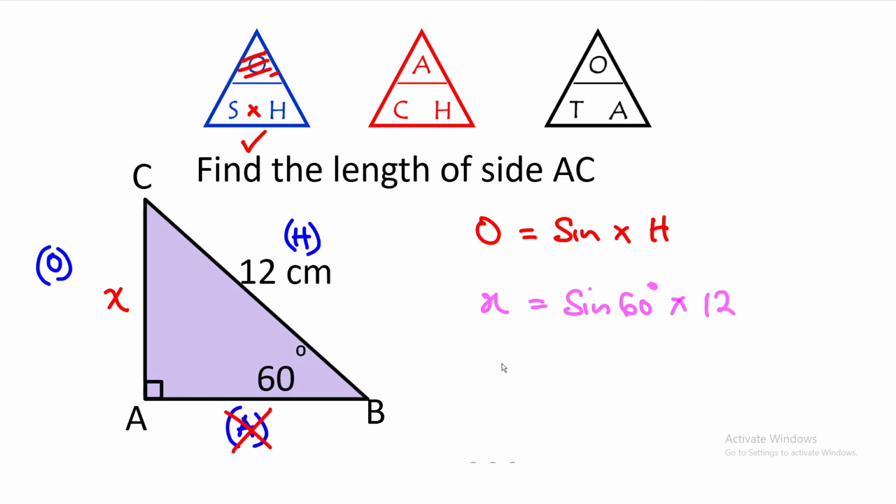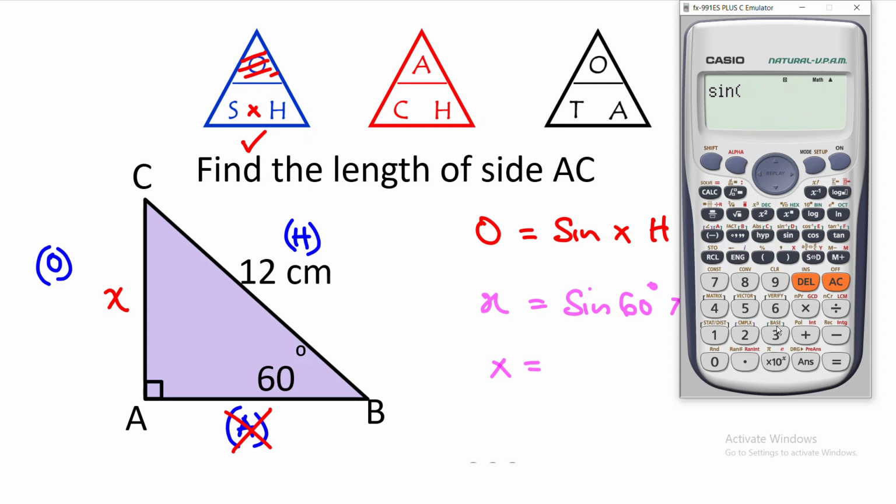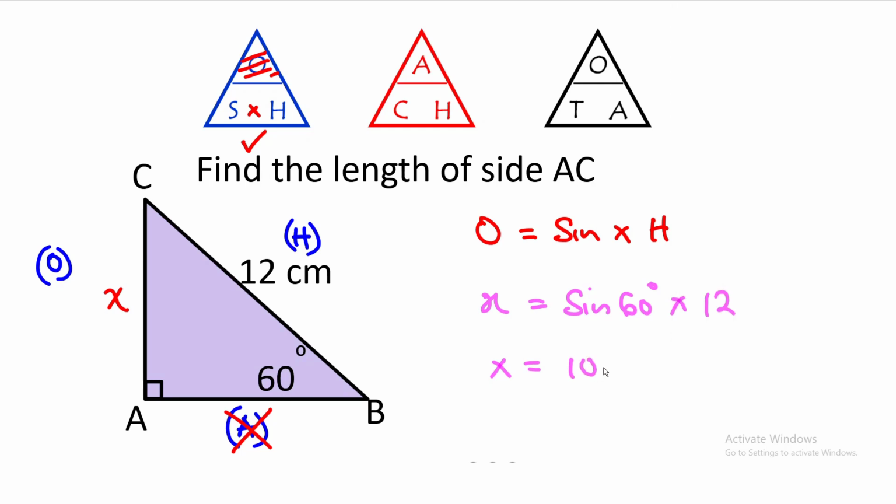Then we're going to multiply sine 60 times 12. Sine 60 times 12. Of course, that's going to give you 10.39 and so on, but you need it to one decimal place. That's going to be 10.4 centimeter. So the side AC is 10.4 centimeter.